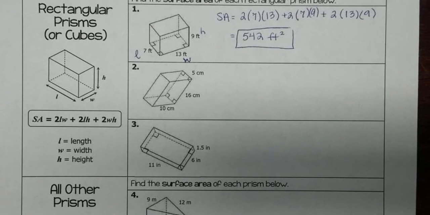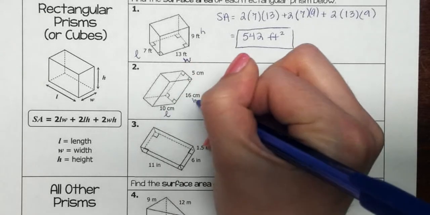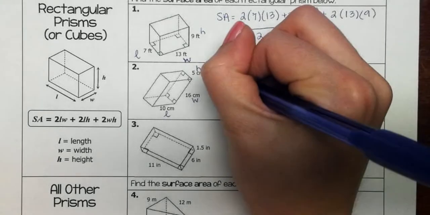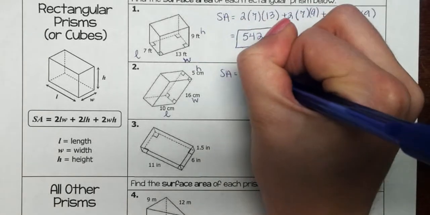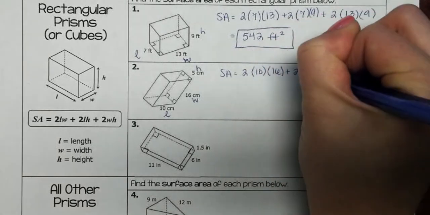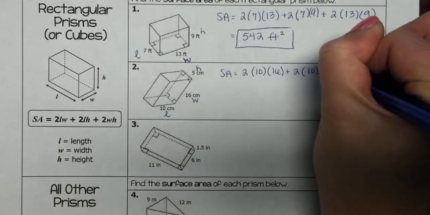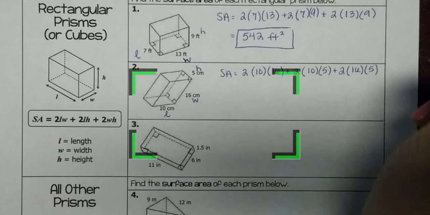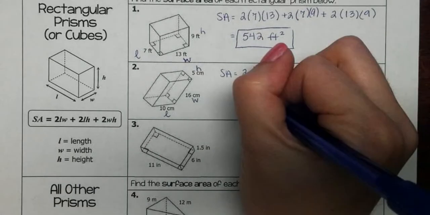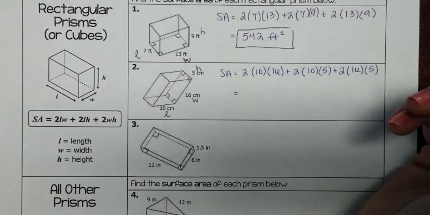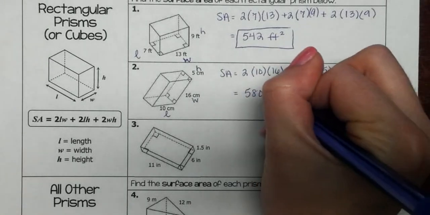So number 2, start by labeling. I'm going to call this the length, this the width, this the height. And I'm going to plug in 2 length times width plus 2 length times height plus 2 width times height. And plug it all in. So you're going to end up with 580 centimeters squared.